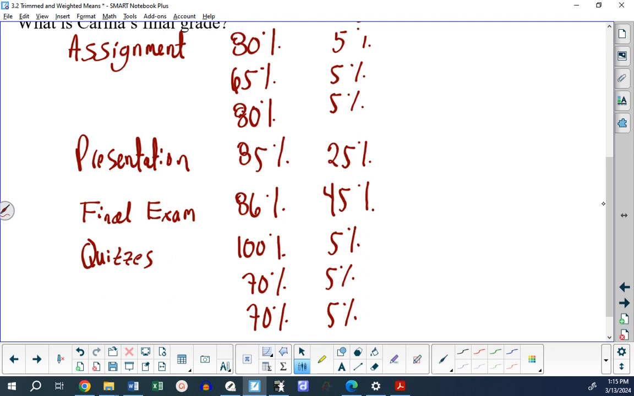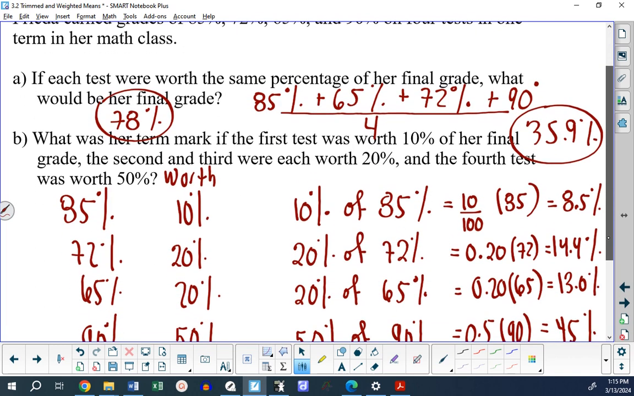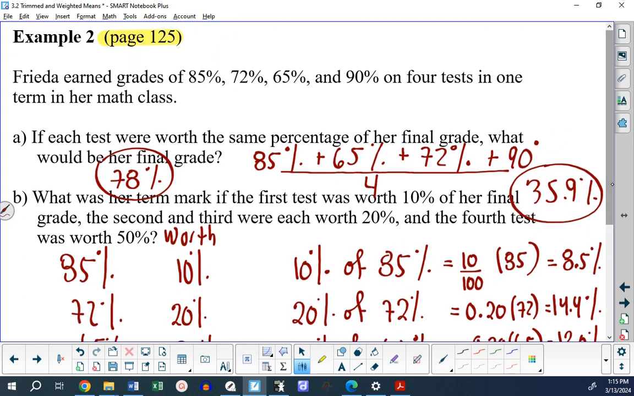So, just to go back, and I'm doing this because Daniel, you just came in. I want to quickly go through this. On example 2, Frida earned grades of 85%, 72, 65, and 90. And what we did in example 2A is we found the average. No problem. And I'll put this back up at the end of the lesson so you can copy it. So don't try to furiously copy it. No problem. That's not what we're talking about.